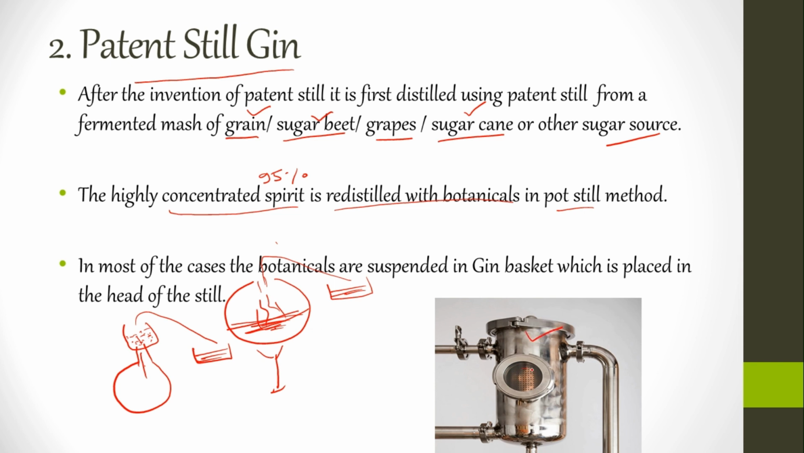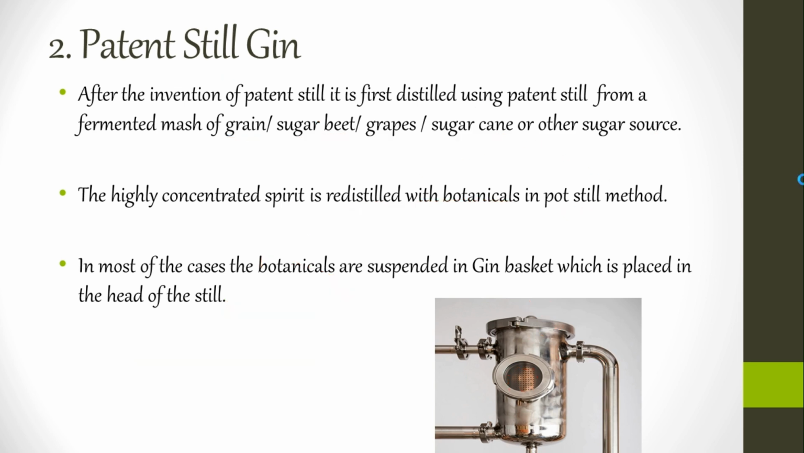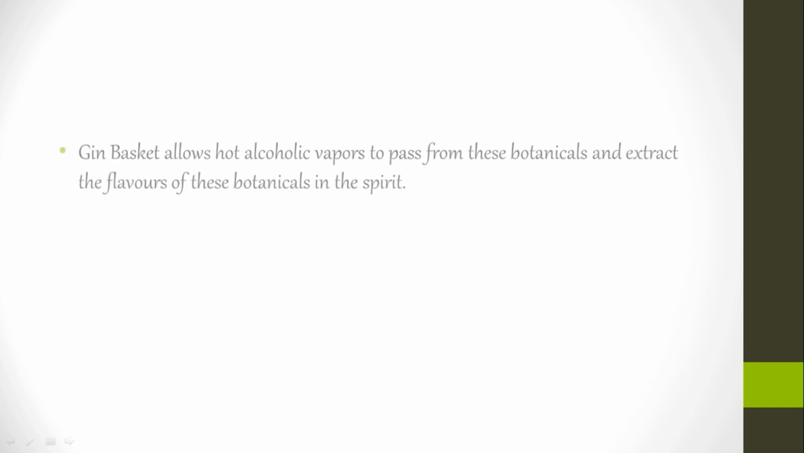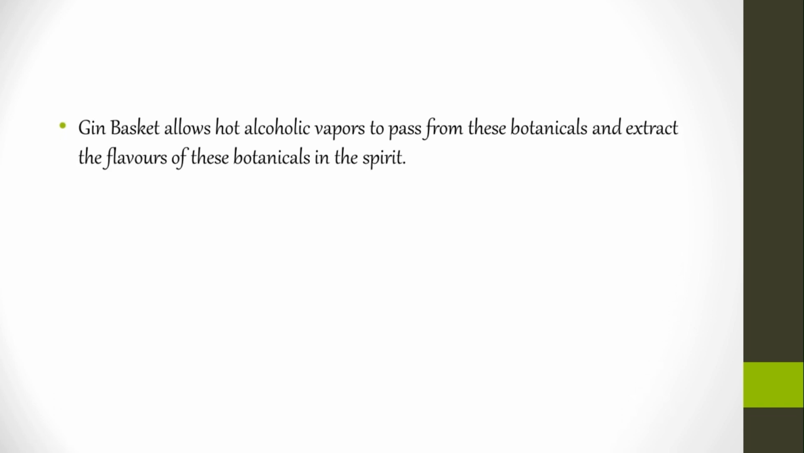So this is the gin basket. It has holes here, and you can add the botanicals from here, removing this. When the steam, the vapors, are coming, they will take the flavors of this into the gin. So by this method the gin which we make will be low flavor. The gin basket allows hot alcoholic vapor to pass through the botanicals and extract their flavors into the spirit. This we have discussed. This type of gin is light in flavor and body.